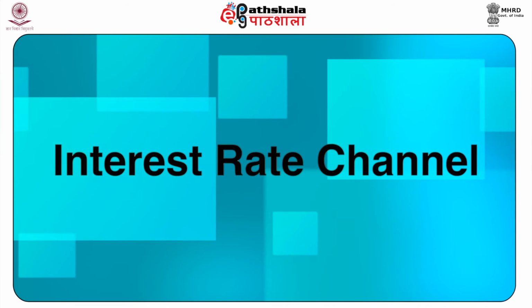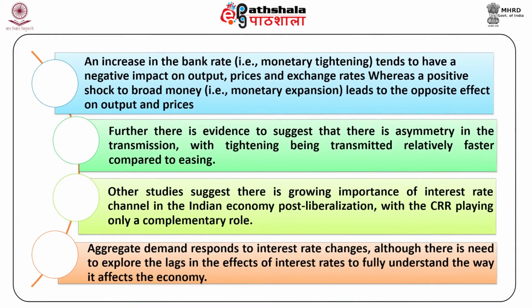So the first one is the interest rate channel. It is also found that the interest rate transmission has become important, especially since the 1990s. An increase in the bank rate, that is monetary tightening, tends to have a negative impact on output, prices and exchange rates, whereas a positive shock to the broad money, that is monetary expansion, leads to the opposite effect on output and prices. Further, there is evidence to suggest that there is an asymmetry in the transmission, with tightening being transmitted relatively faster compared to easing.